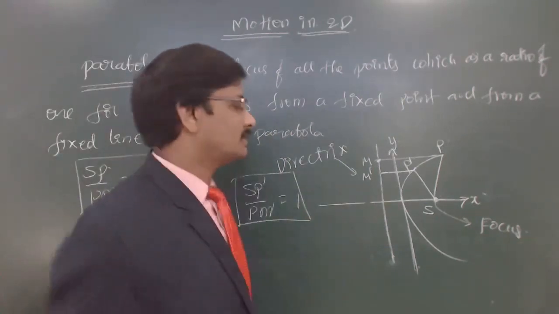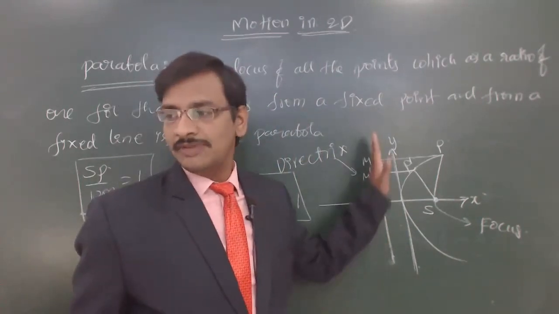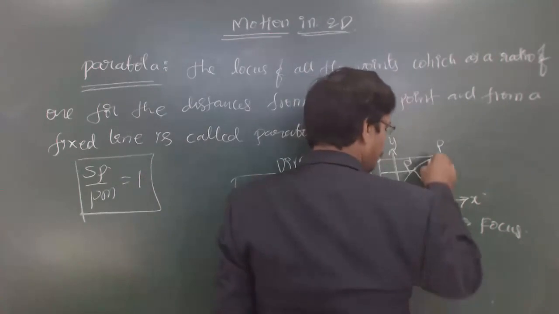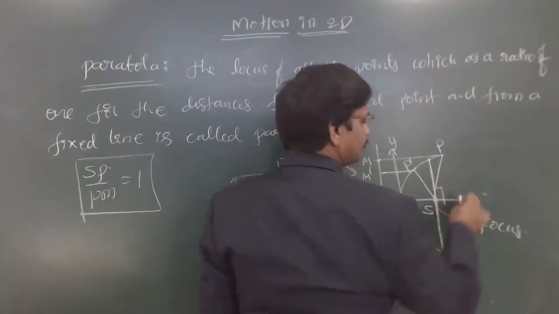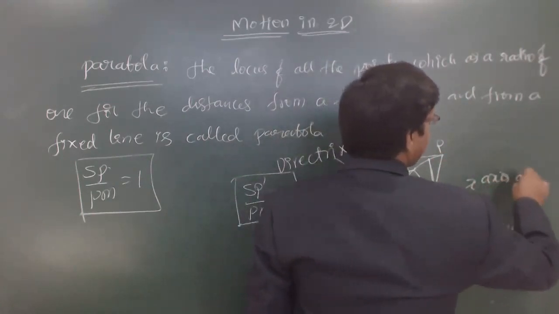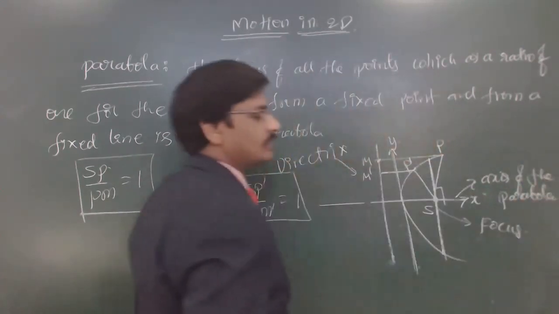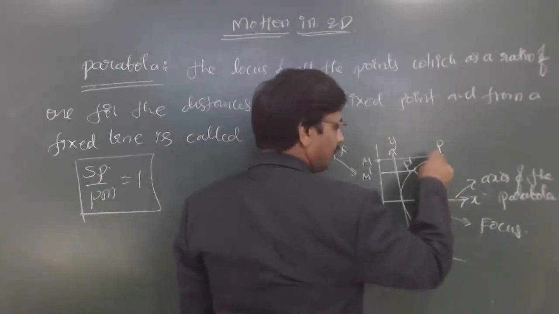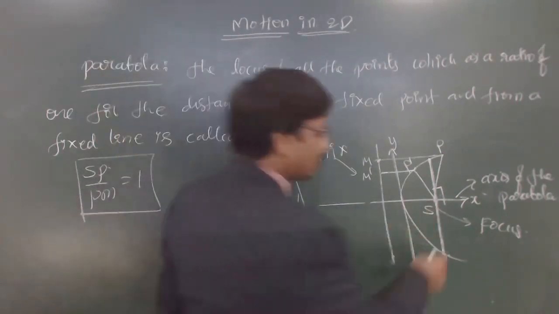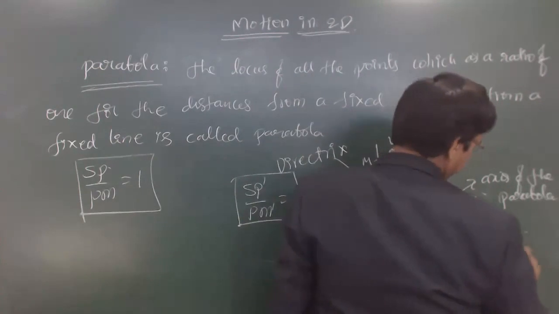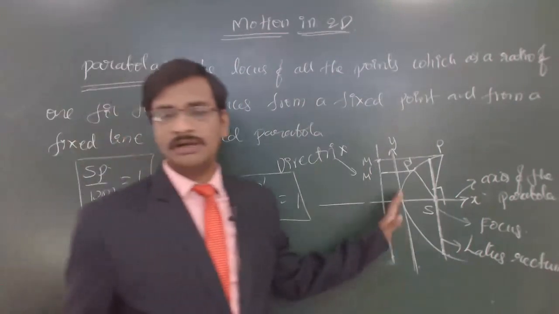Now this parabola has the properties of the focus, which we call the fixed point, and this is the directrix, which we call the fixed line. And if you draw a straight line passing through the focus, perpendicular to the axis, this is the axis of the parabola. This perpendicular line drawn passing through the fixed point, the focus, and perpendicular to the axis, is called the latus rectum. So these are the important aspects of the parabola.